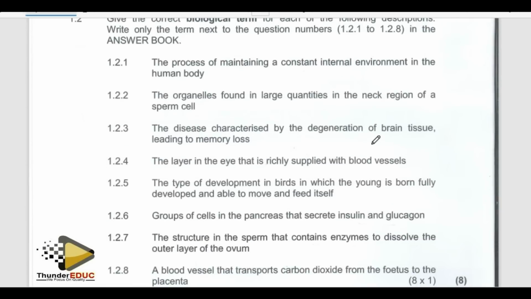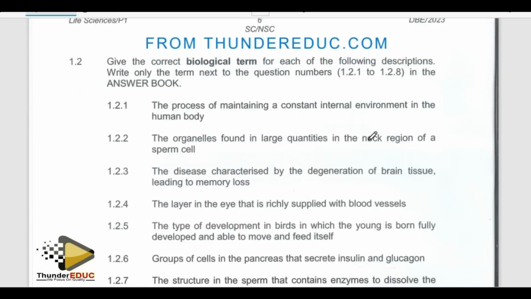Then let's go to the second question, whereby everyone must get all these questions right. Okay, number 1. The first question, they are saying the process of maintaining a constant internal environment. How do you call that? We call it homeostasis. That's number 1. Good. They say organelle found in large quantities in the neck region of the sperm. How do you call those organelles? Mitochondria. Yes, they're saying organelles.